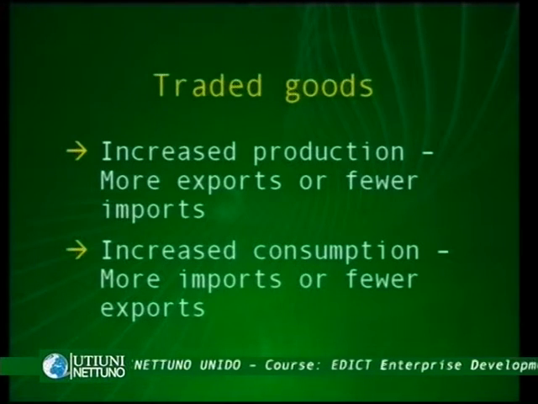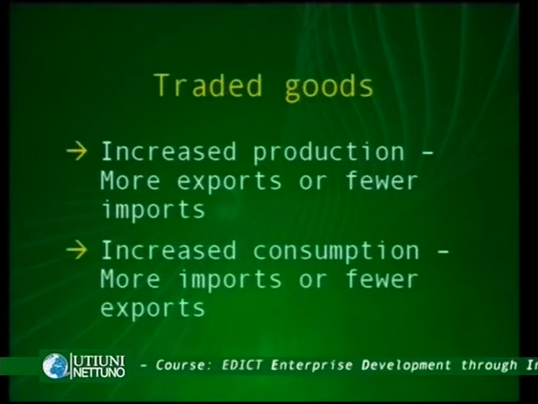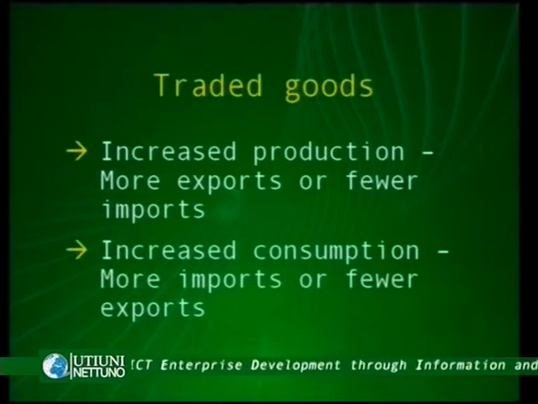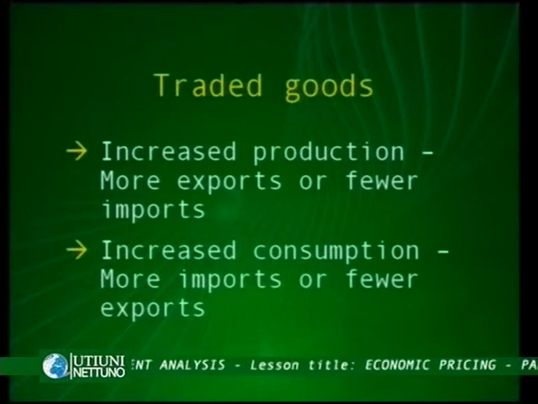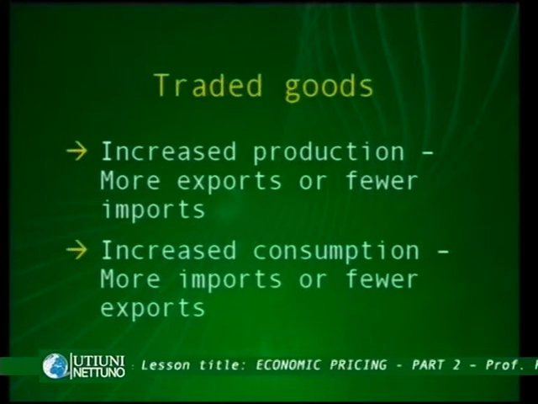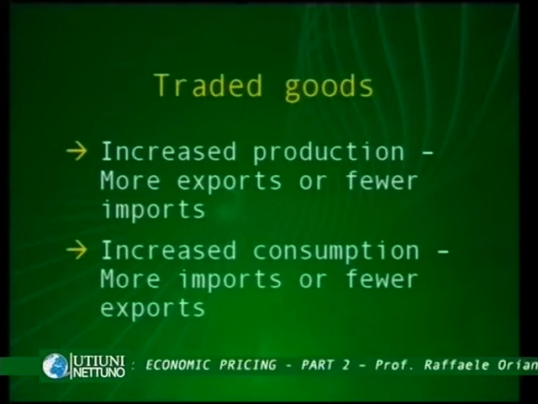So let's start from the traded goods. Traded goods are, as we said, the goods that are exported or imported, so that are exposed to trade in foreign countries. Here, however, we have a broader definition of traded goods that has to do also with the so-called effect of import substitution or export diversion. Because it could happen that the traded good is not exported, but an increased production of this good generates more exports or fewer imports.